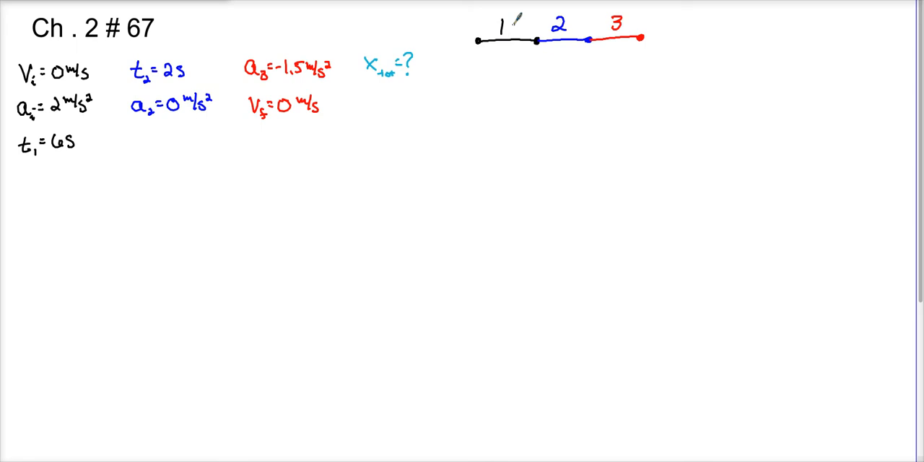All right, so we're going to break these up into individual sections, and then that'll allow us to find the final distance between each of the stop signs. So for section 1, if I look at what I know, the initial speed is 0, the acceleration is 2, and the time is 6.